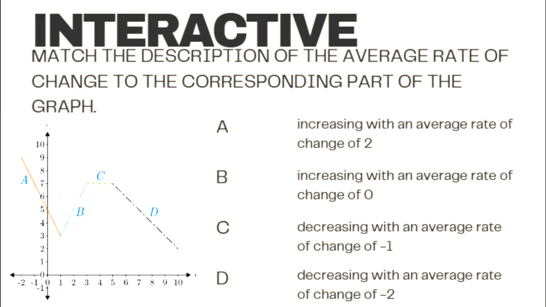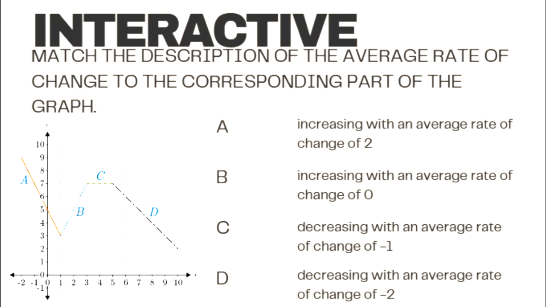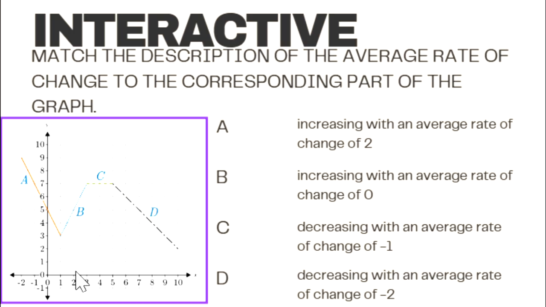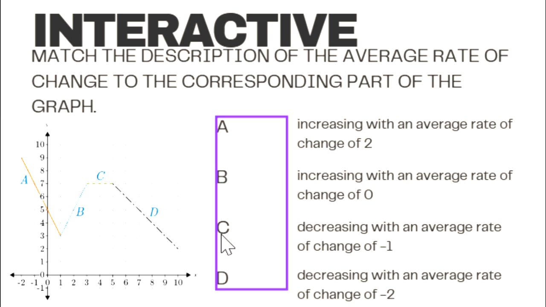This is a little interactive that they have in the lesson, and we are going to be able to click and drag these around to make them match the different things. We are dealing with all straight lines here, so we don't need to do any math, because we know rise over run, we can do slope. Match the description of the average rate of change to the corresponding part of the graph.